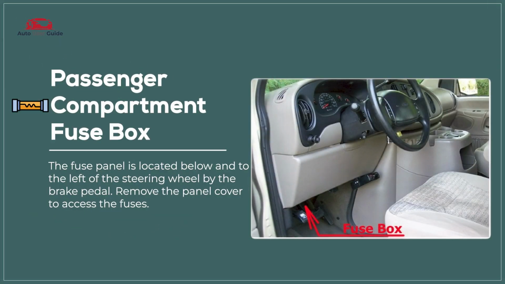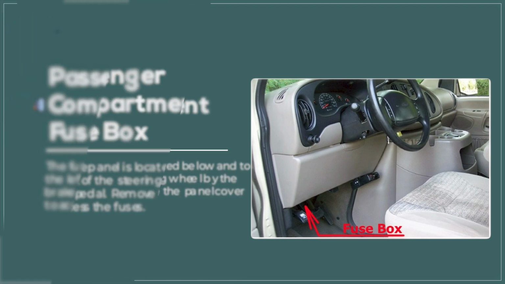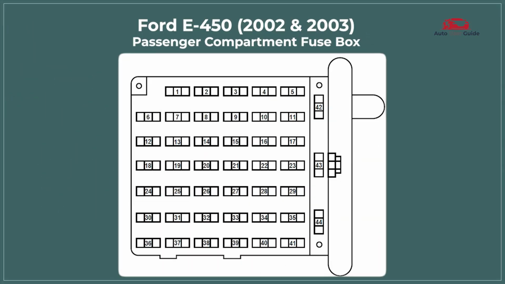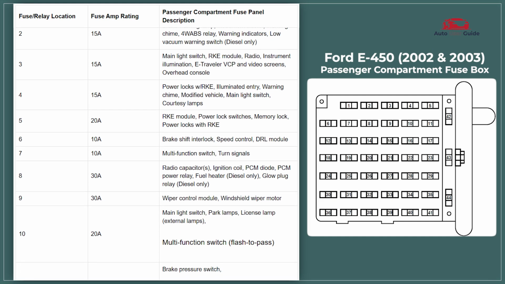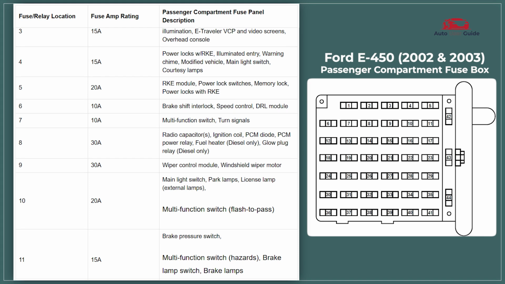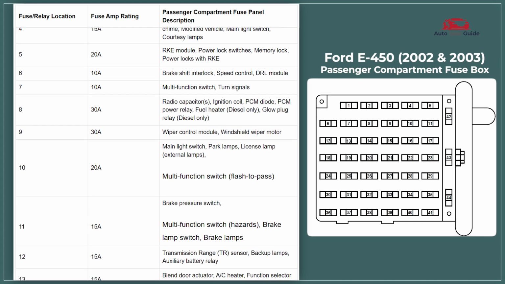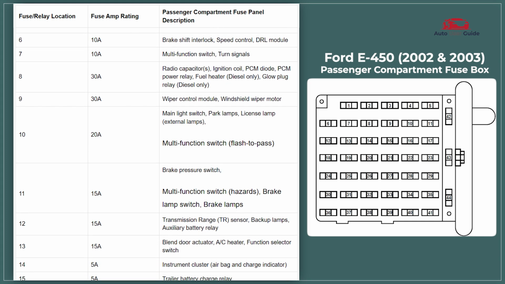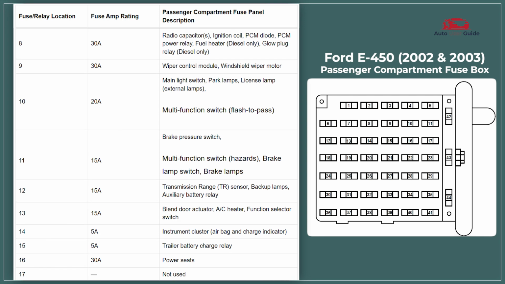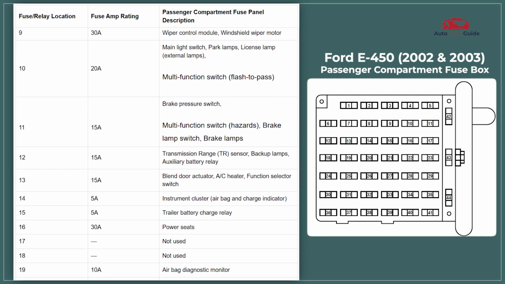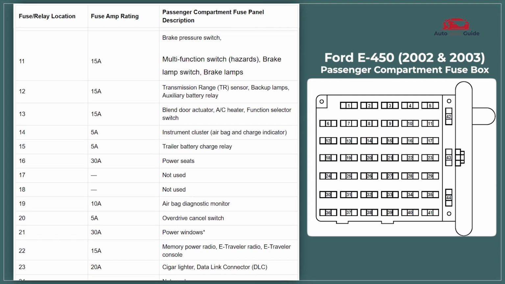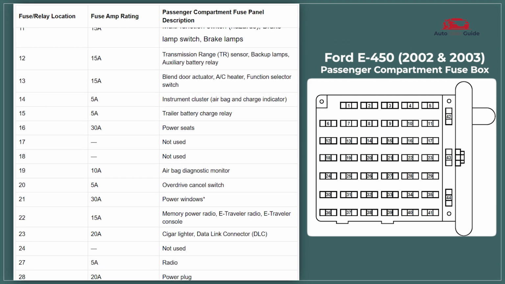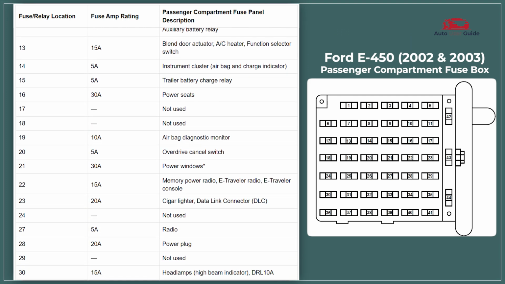Passenger compartment fuse box. The passenger compartment fuse box in the 2002 and 2003 Ford E-450 houses fuses that protect various interior electrical components, including the radio, interior lights, power windows, and dashboard controls. It supports diagnostics and maintenance by clearly labeling circuits. The fuse ratings are matched to specific systems to prevent electrical overloads.